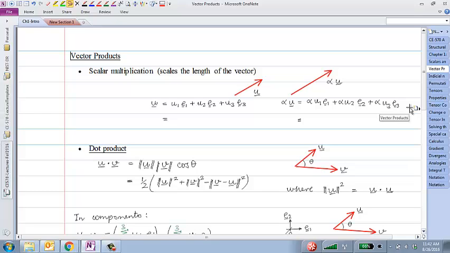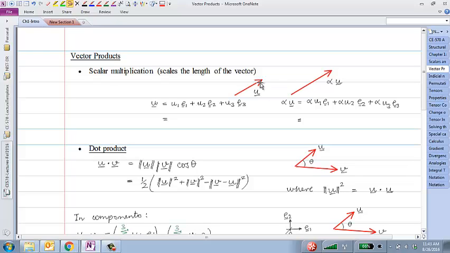The first type of product is just scalar multiplication of a vector. So if I have a vector u and I multiply it with a scalar, all it does is change its length. Physically, a vector is something that has magnitude and direction. So scalar multiplication only changes its length. The direction remains the same. And yet again, I have not used any coordinate system to define all of this.